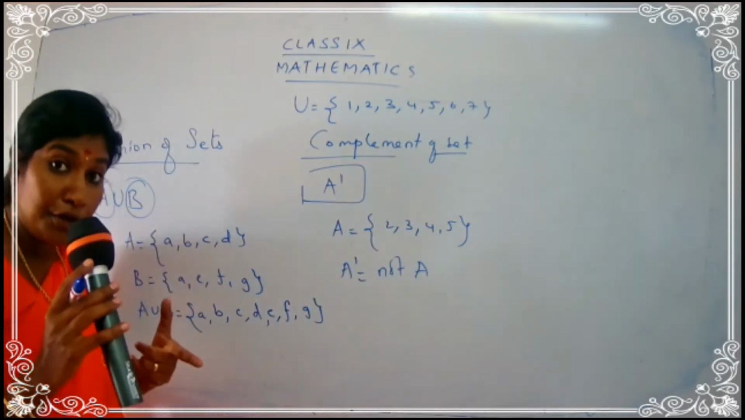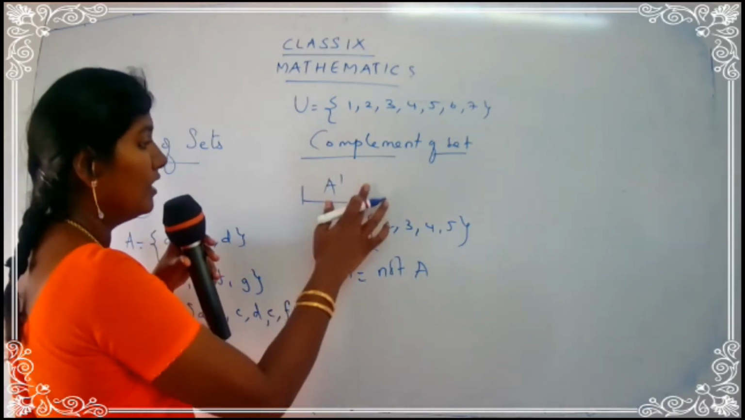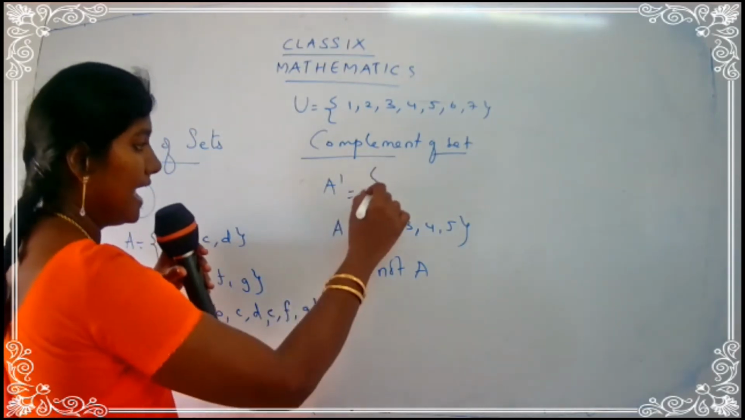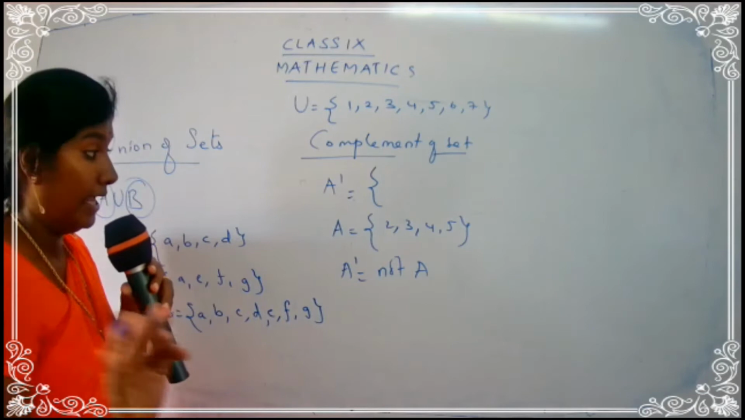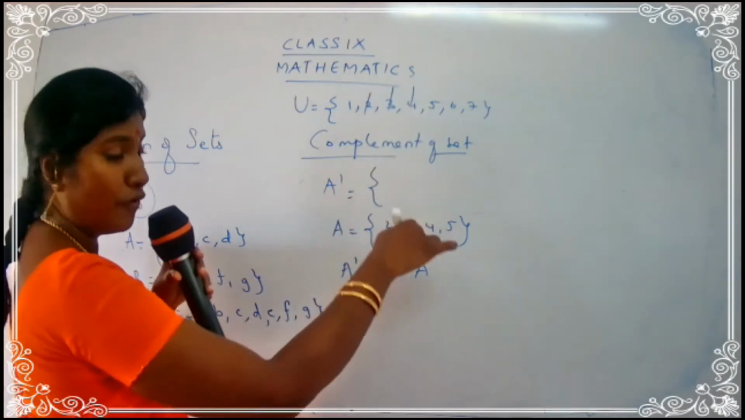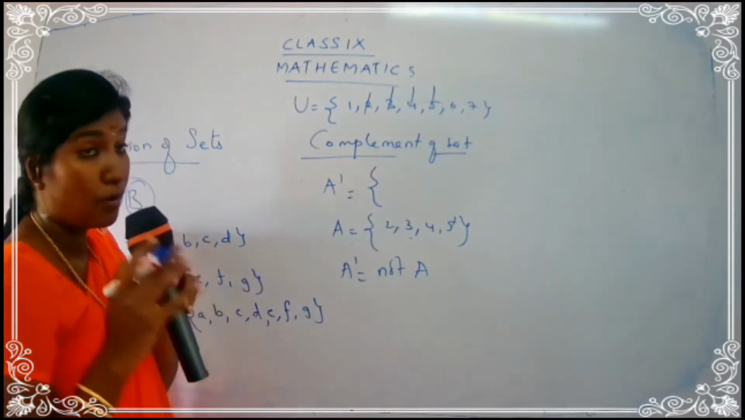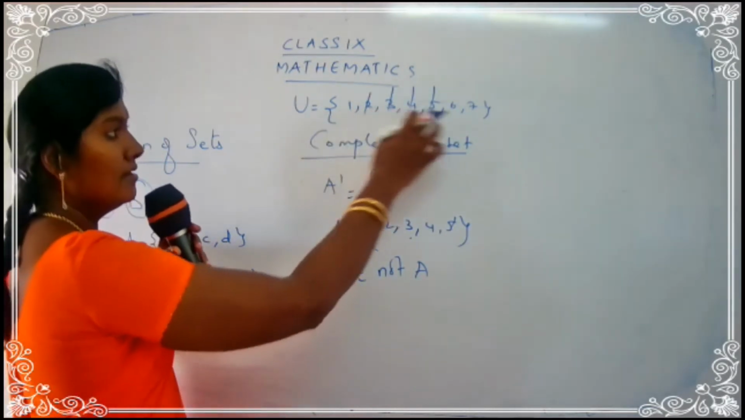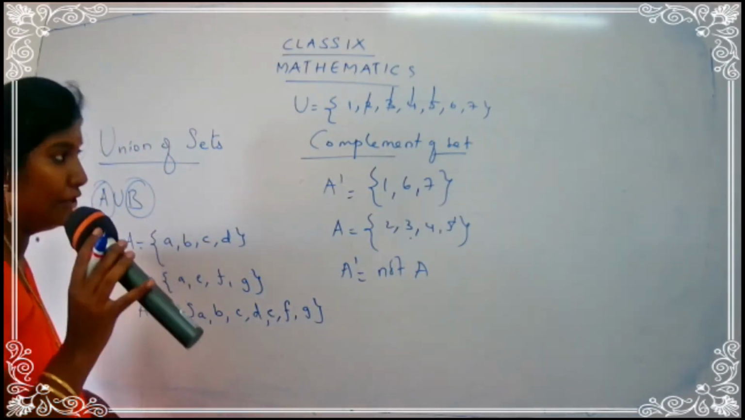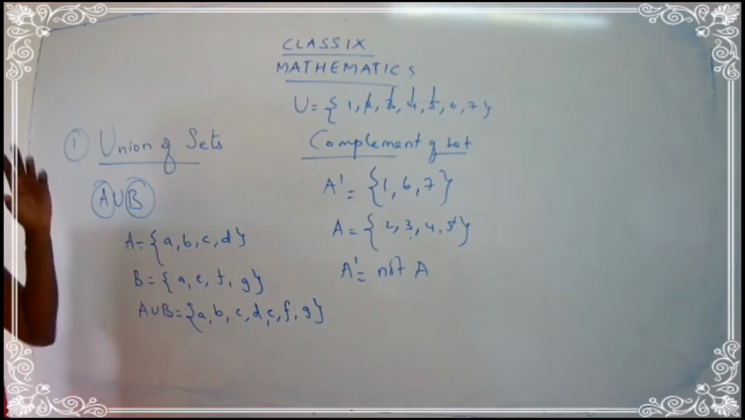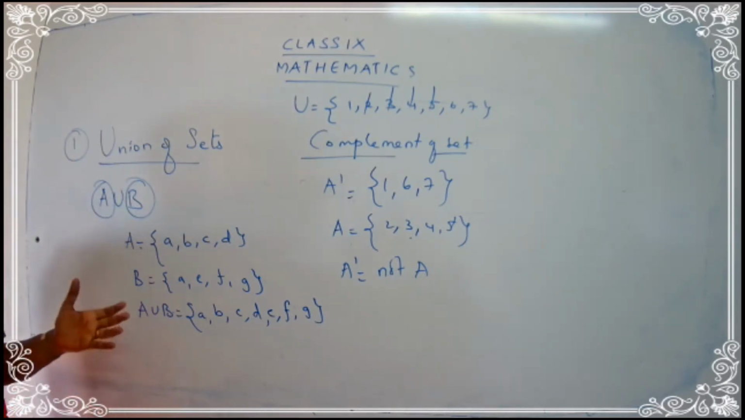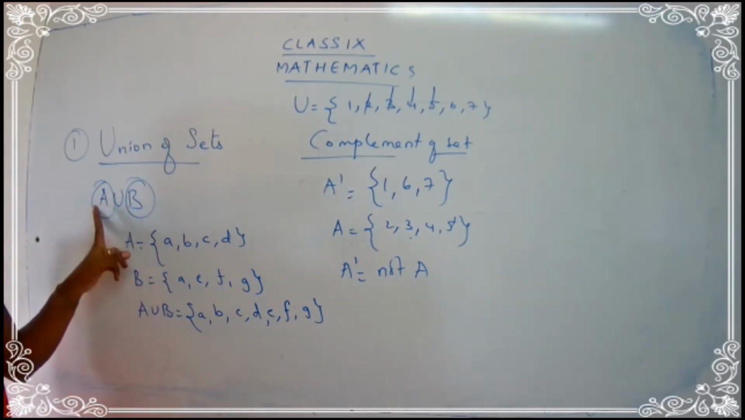And what are you going to find out? You are going to find out A dash. How are we going to find out A dash? See here, A dash means I don't want A. That means I don't want 2, I don't want 3, I don't want 4, I don't want 5. So what is left now? 1, 6, 7. So remember, for a complement of a set, you have to think of a universal set. But whenever you go for a union of sets, just worry about the two sets.